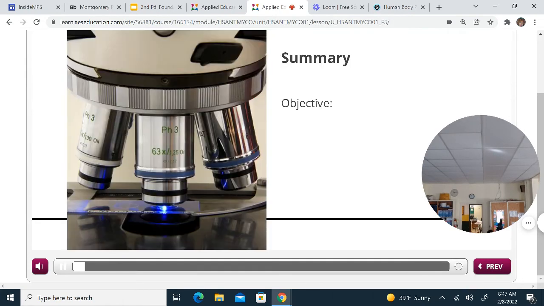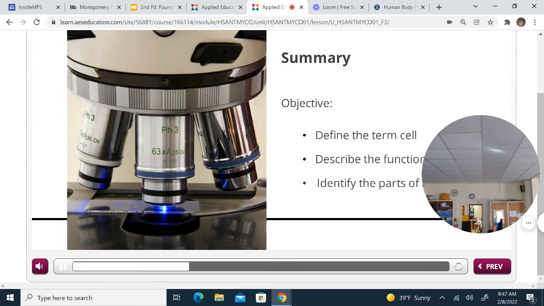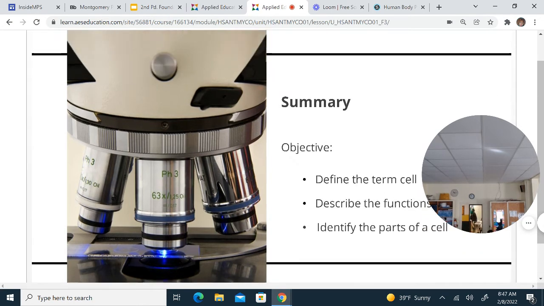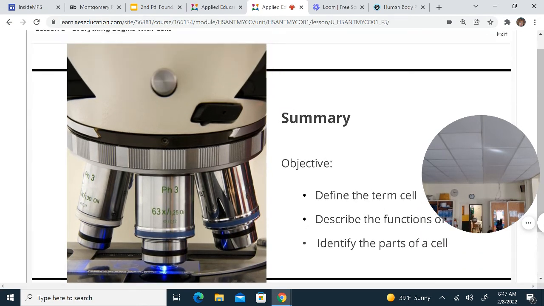Good. In this lesson, you defined the term cell, described the functions of cells, and identified the parts of a cell.